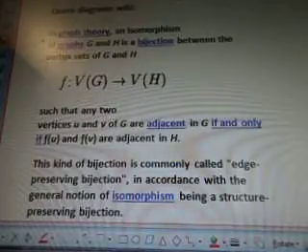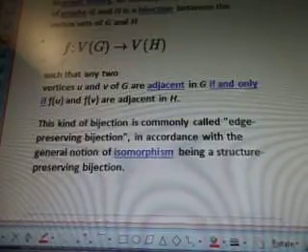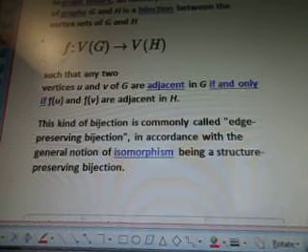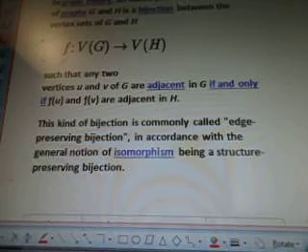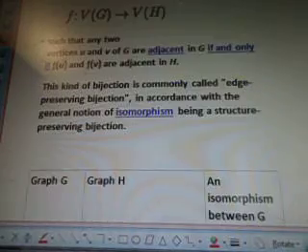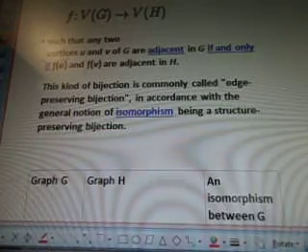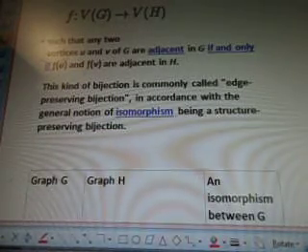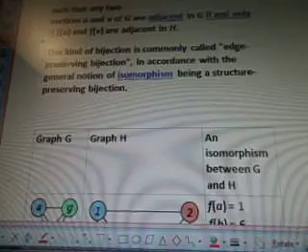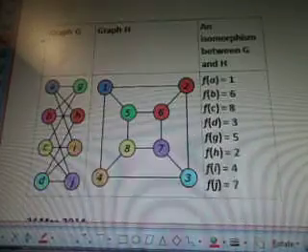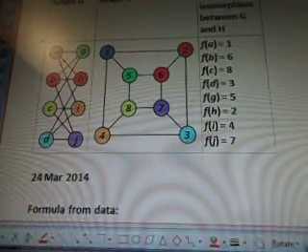Okay, so there's your algorithm to create the vacuum, such that any two vertices U and V of G are adjacent in G if and only if F(U) and F(V) are adjacent in H. This kind of bijection is commonly called edge-preserving bijection, in accordance with the general notion of isomorphism being a structure-preserving bijection. So it preserves the structure. So graph G and graph H shows you.